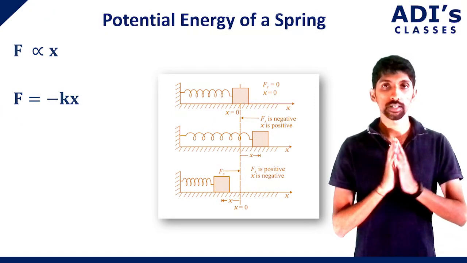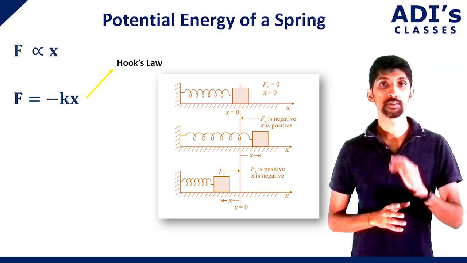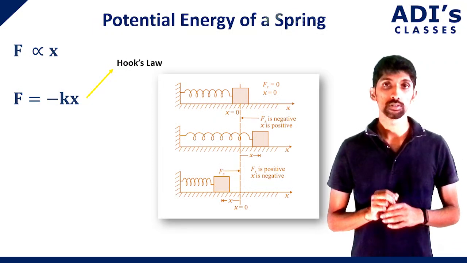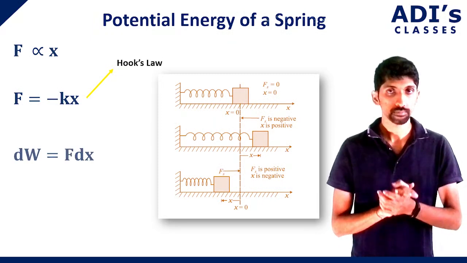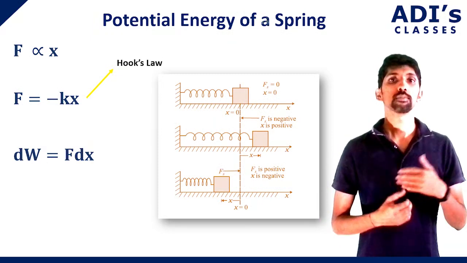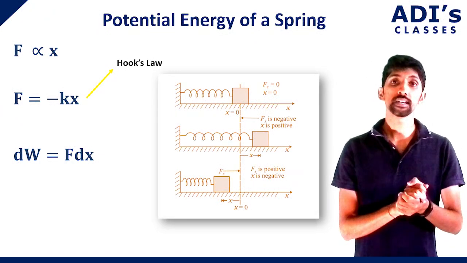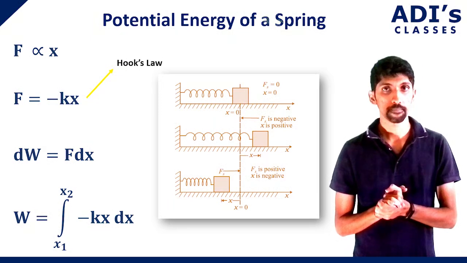So we have the force, F is equal to minus K into X. This is what we call Hooke's law, named after the scientist who discovered it. Now let's start with the work done. So what was work done? W is equal to the integral of F into dx from x1 to x2, correct?